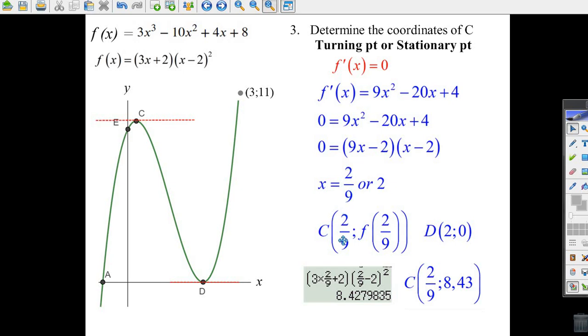Now, the problem is, what's the y value? Well, all you've got to do is take 2 over 9, I did it in the calculator, and put it in for x. And I got 8.42, a bunch of stuff, rounded it off to the nearest hundredth, and there it is, the turning point where c is. And why does that work? Because I found out where the derivative, the gradient formula, equals 0 at two places, 2 over 9 and 2. And there you go. There are the turning points.